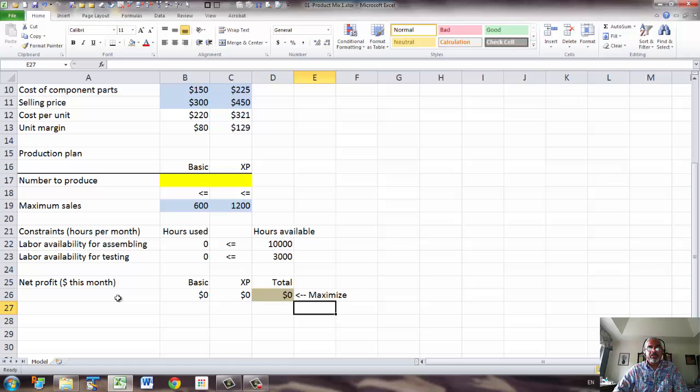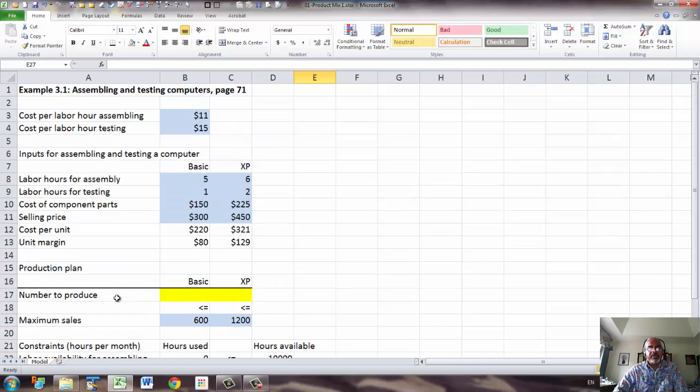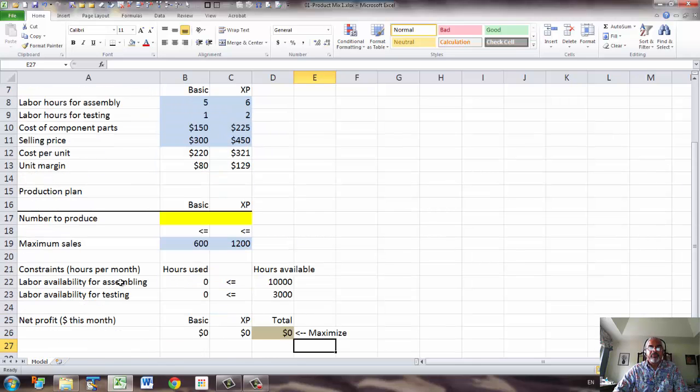Okay. So this is our model. We have set the model up now. Next is to run Solver to find the solution. So the model is done. We have to find the solution.